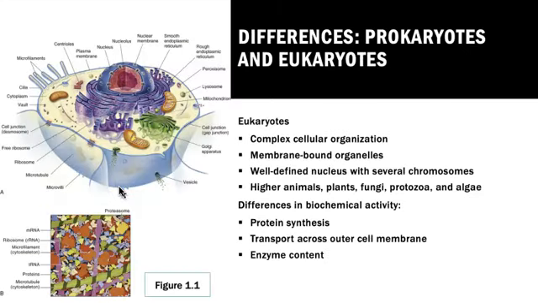As far as our eukaryotes, these are more complex cellular organizations. We'll have our membrane-bound organelles, such as our mitochondria, and we see a well-defined nucleus with several chromosomes in here. Examples of our eukaryotes would be higher animals, plants, fungi, protozoa, and algae. Within our eukaryotes, we're going to see processes like protein synthesis and transport across our outer cell membrane. We'll get into more of that in a few slides, and then our enzyme content is higher.